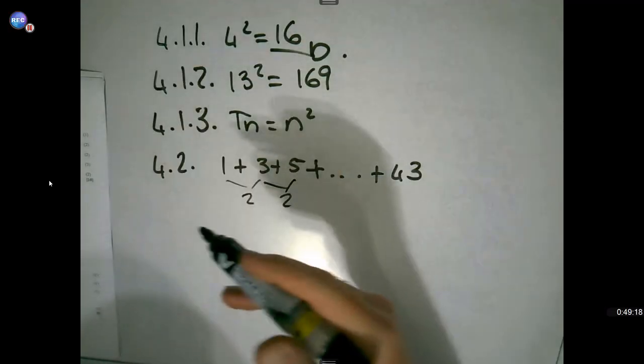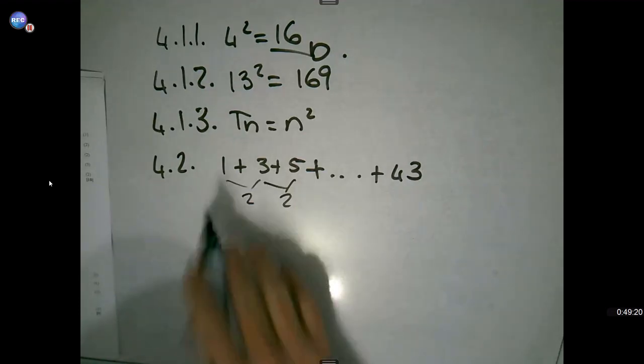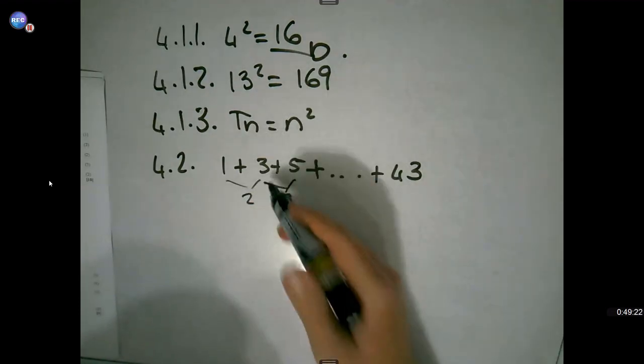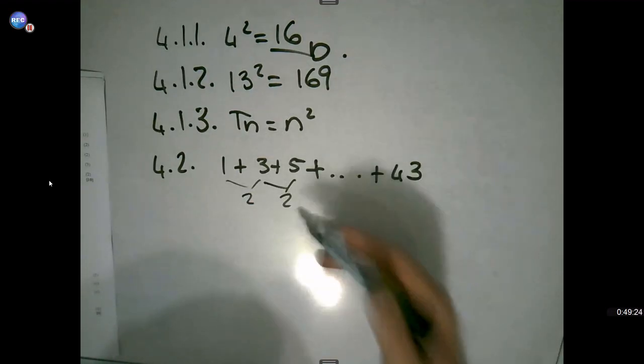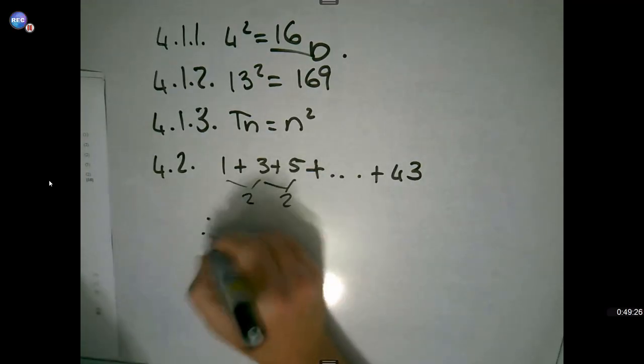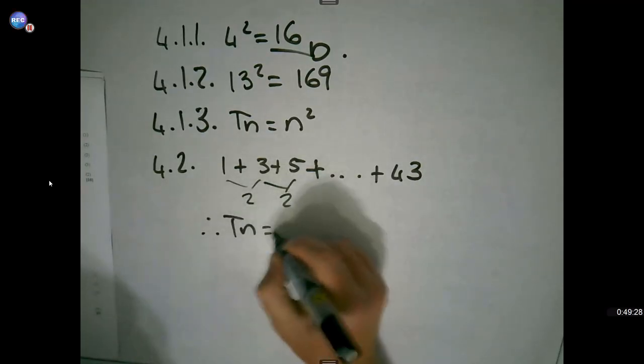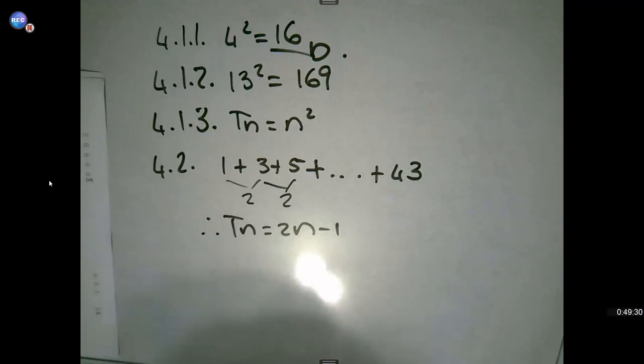2 times the position minus 1 will give me 1. 2 times 2 is 4, minus 1 is 3. 2 times 3 is 6, minus 1 gives me 5. So therefore, the rule here is 2n minus 1. That's your general rule. They are asking you to calculate the value of the following pattern.